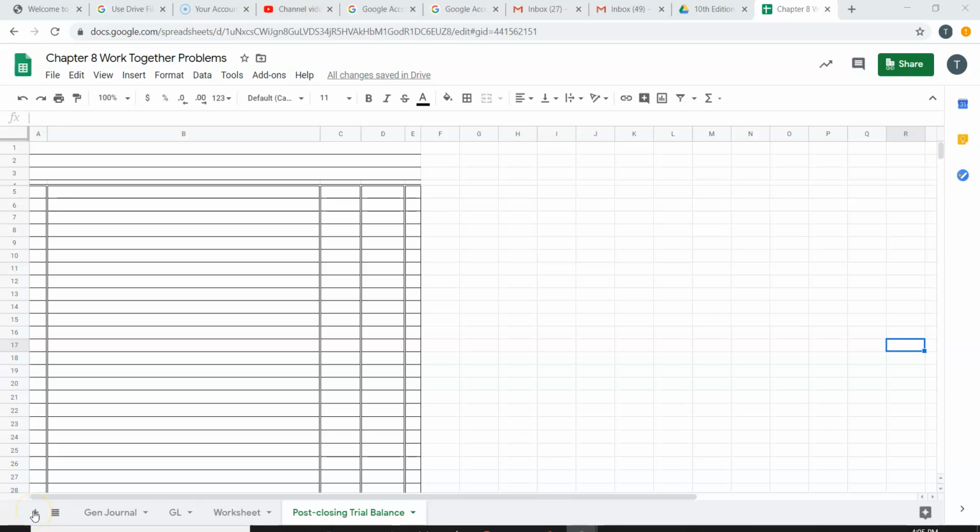Hey guys, this is the 8-2 Work Together. It's found on page 230 in your textbook. We're going to prepare a post-closing trial balance. We're going to use the general ledger accounts from the Work Together 8-1.